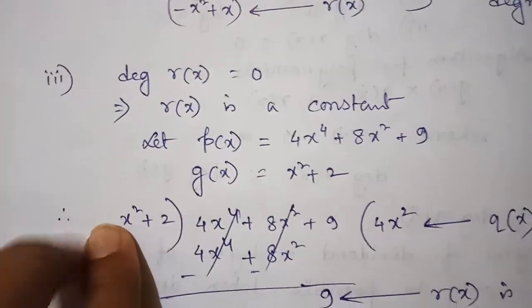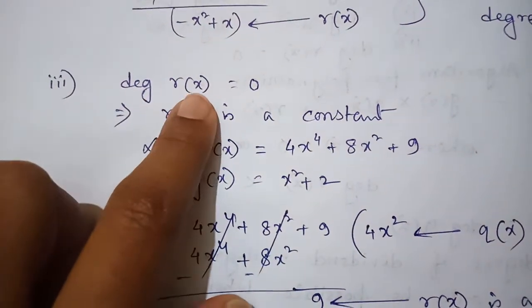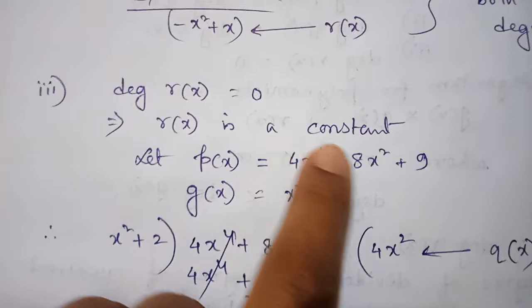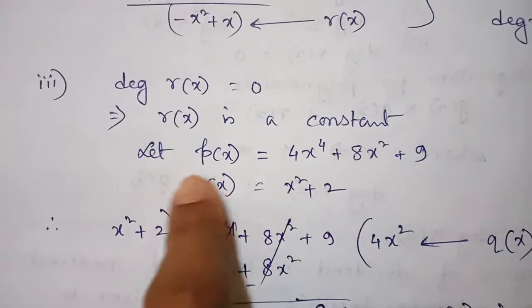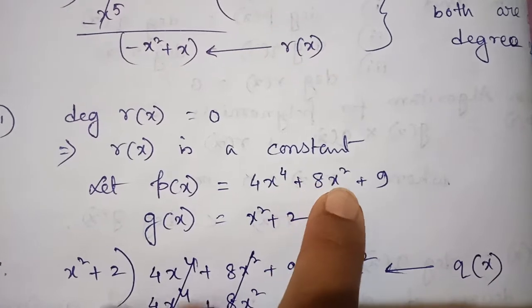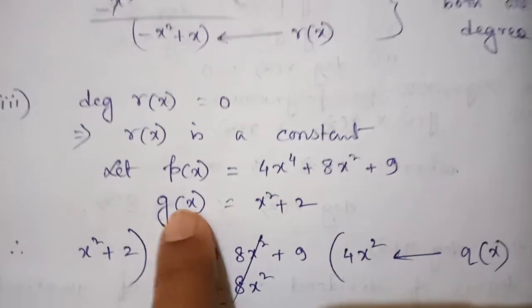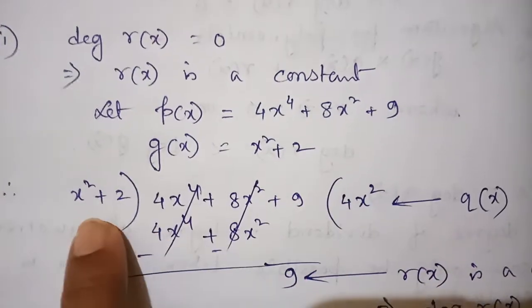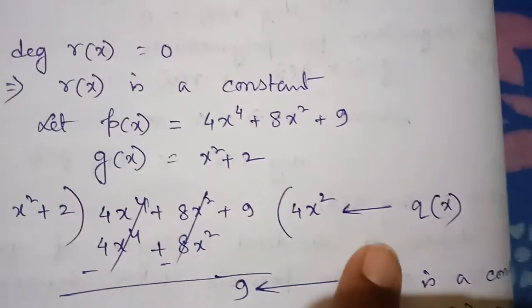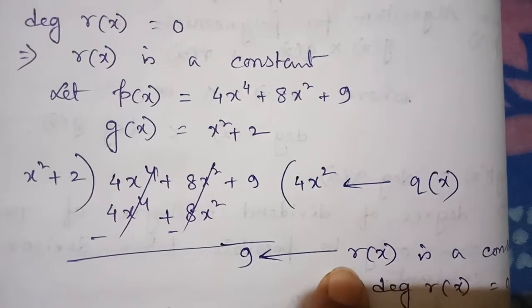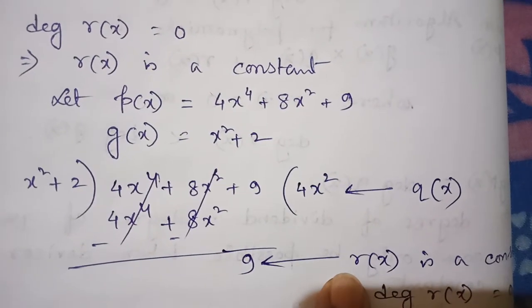Coming to question number 3. Degree of r of x we have to get as 0. That means r of x is a constant. Now look at this example where p of x is 4x to the power 4 plus 8x square plus 9, and g of x is equal to x square plus 2. When we are dividing it, we are getting this type of quotient and this type of remainder polynomial.